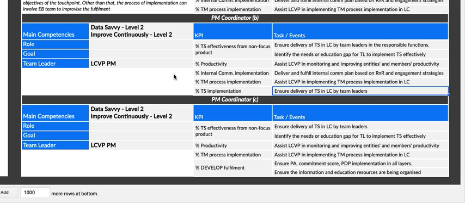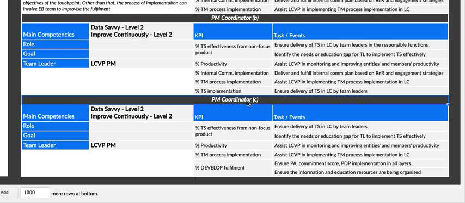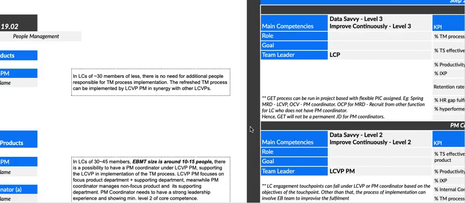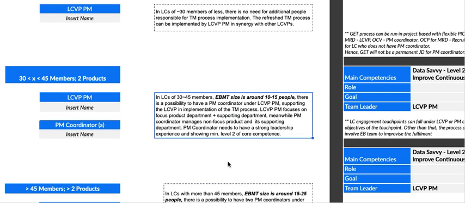So it also depends on who is better at what. For example, if your PM coordinator B is handling the GET process, then maybe LC's engagement can fall under PM coordinator C. Definitely review the objective that you have for each touch point and what makes more sense for them to handle. Generally, I want you to remember that this is the main idea. Please remember to refer back to the notes.